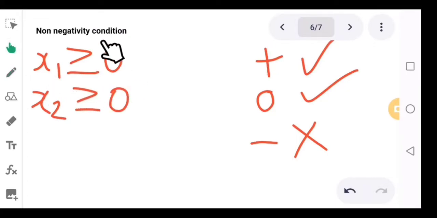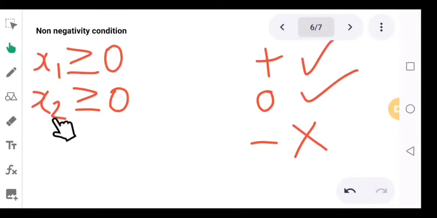They are indirectly saying that this can't be negative. x1 has to be equal to 0, or x1 has to be greater than 0, that is positive. It cannot be the other way around. Same thing is happening here. They are saying that x2 has to be either equal to 0 or greater than 0. That's why this is a non-negative condition.